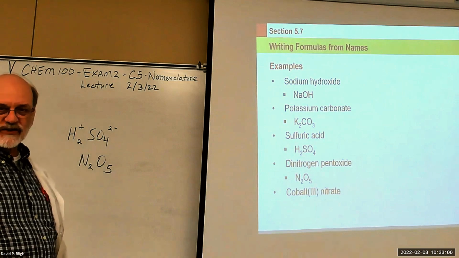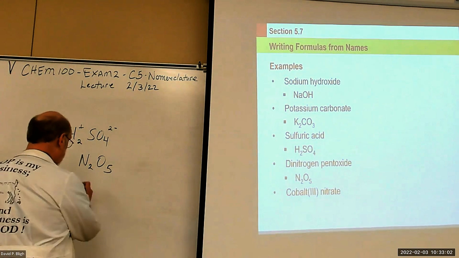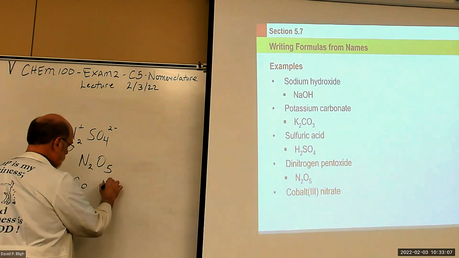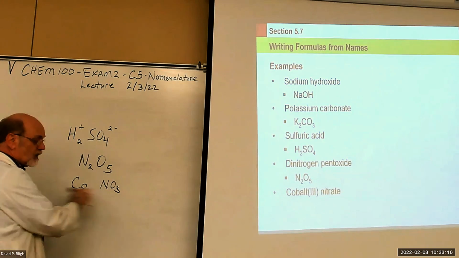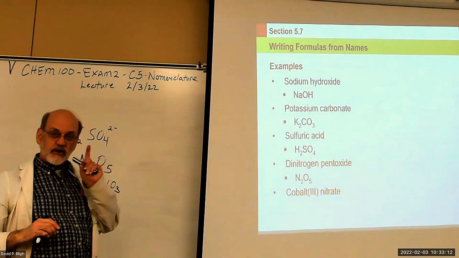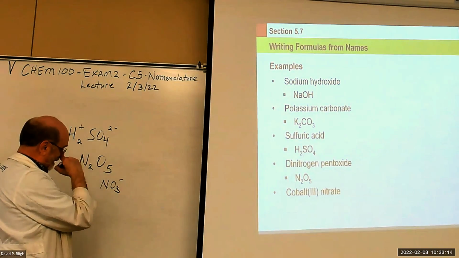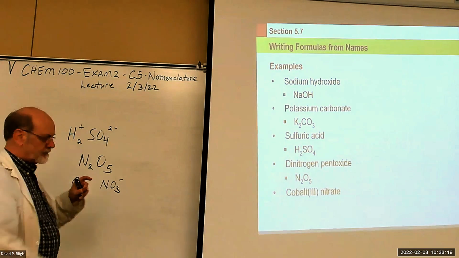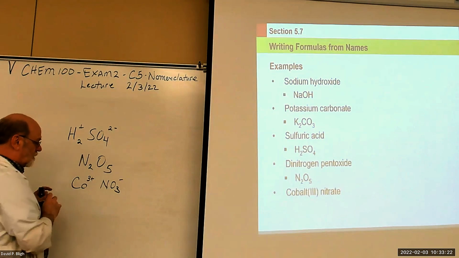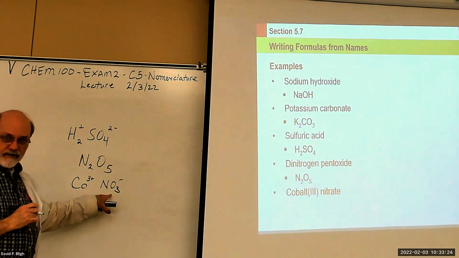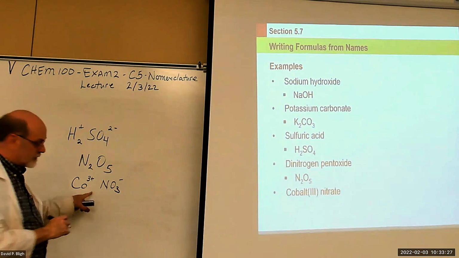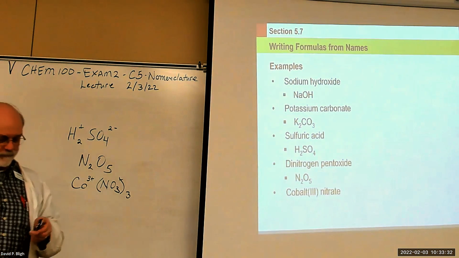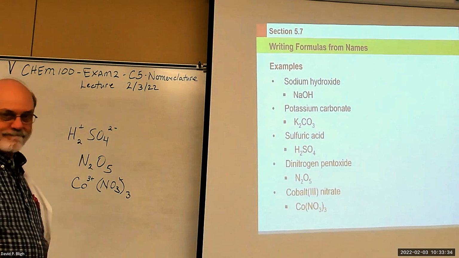Ooh, cobalt(III) nitrate. We know cobalt. And we know nitrate. We know polyatomic ions have a fixed charge. This one is a -1. And we're given the charge on cobalt, 3+. So that means we need 3 of these nitrates to balance that 3+. There we go. All right.